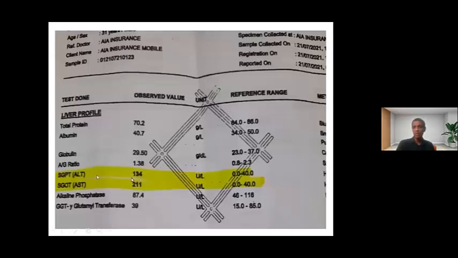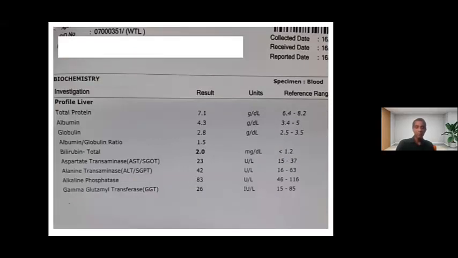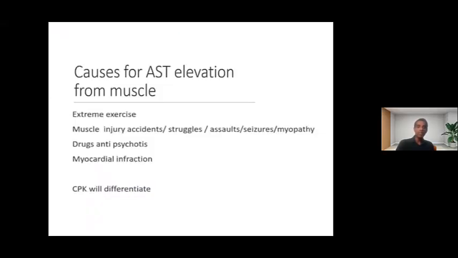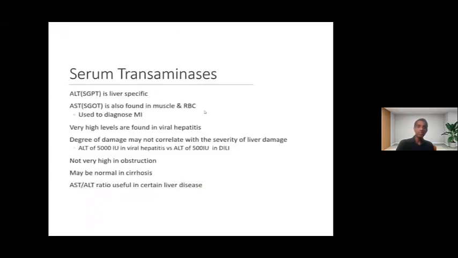So why is there an SGPT elevation? Because even in the muscle, although the SGPT is specific to the liver, skeletal muscle also has a bit of ALT. So that's maybe the reason that SGPT also elevated in this patient, because we expect the AST to be higher than the ALT. Here they have come down after 3 weeks on repeat tests. So these are the causes for AST elevation from muscle.